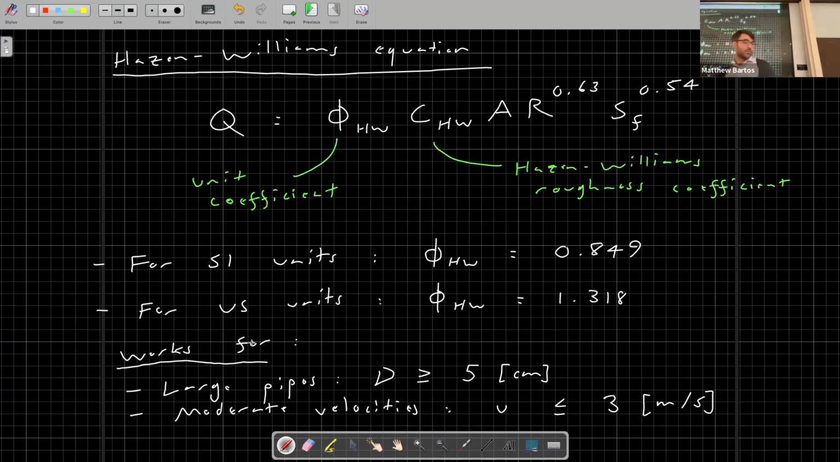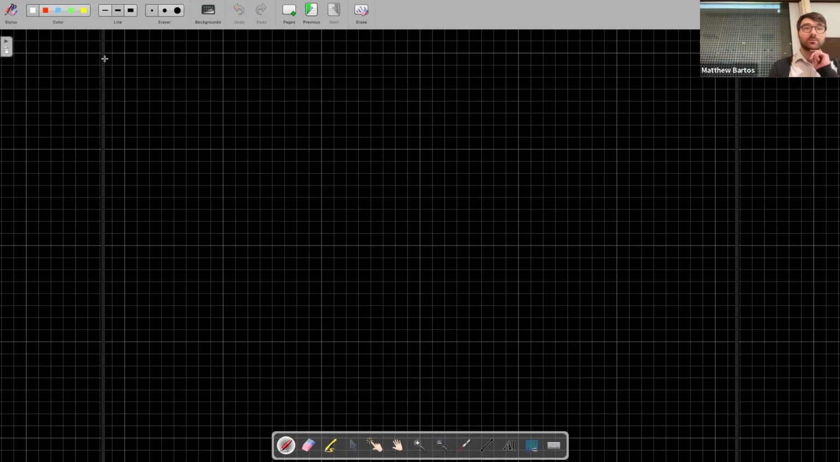Okay, other questions before we move on? So one last thing I want to do before we move on to an example. So we've written all of these equations with the discharge as the dependent variable. We can also re-express all of these in terms of the head loss as the dependent variable.